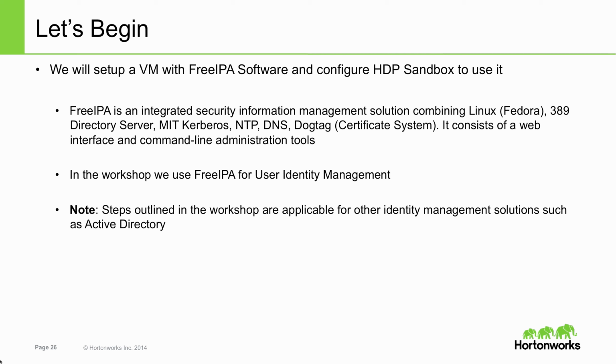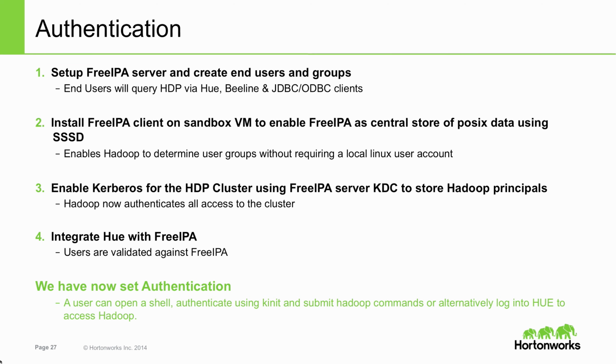First, a little about FreeIPA. IPA, which stands for Identity Policy Audit, is basically an integrated solution developed by Red Hat that wraps an LDAP, DNS, NTP, Kerberos server together. It makes it easy to implement a Kerberos solution and to get users access to a cluster. It's important to note that the same steps we'll be outlining here can be applied to other IDM solutions as well, like Active Directory.